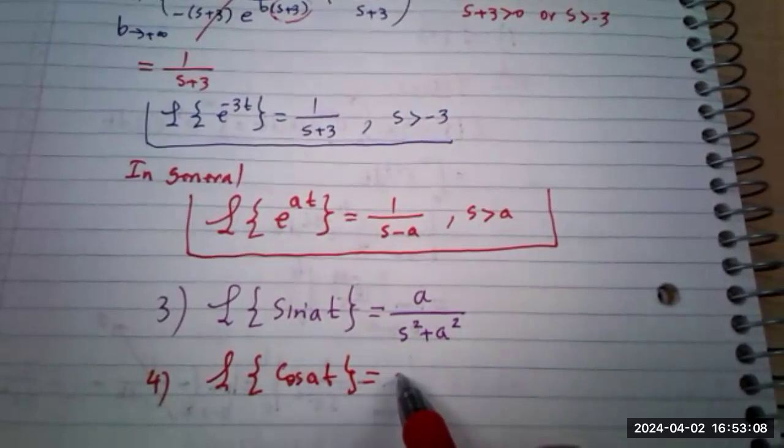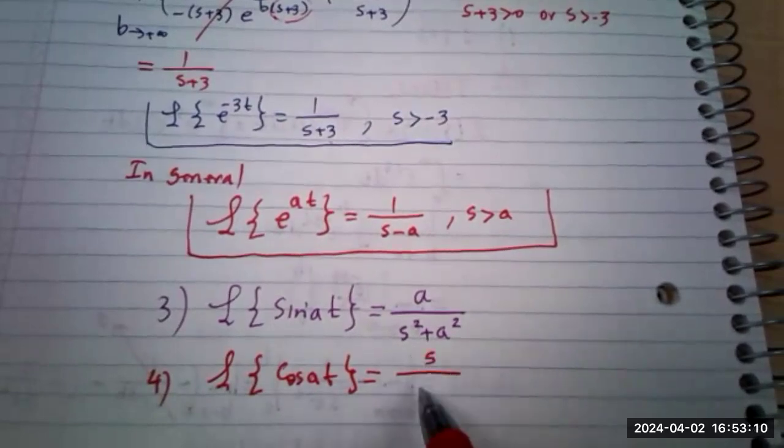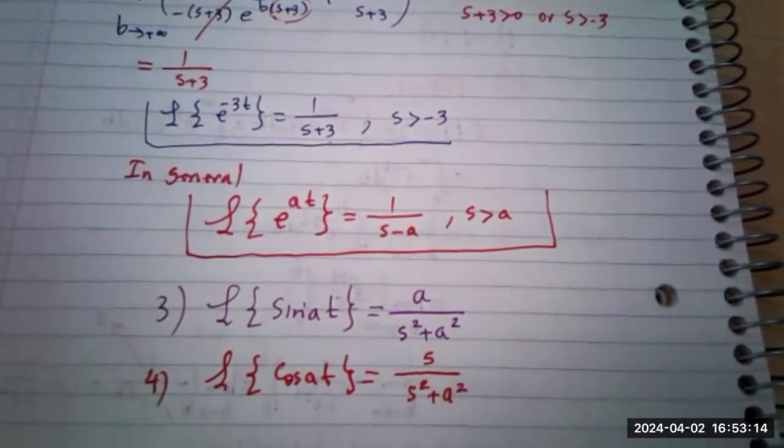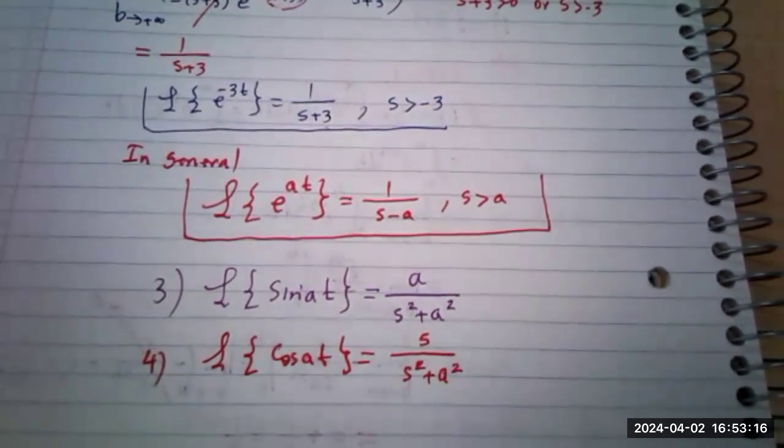For the cosine, it is different. The top would be S over S squared plus A squared. So that would be the fourth formula in that table that I gave you. This is the one, or you can derive this formula for yourself. Okay, that's going to be sine of AT, cosine of AT to get this number.